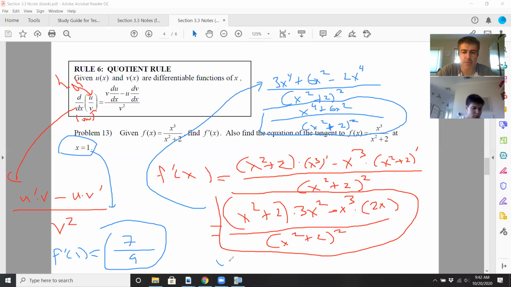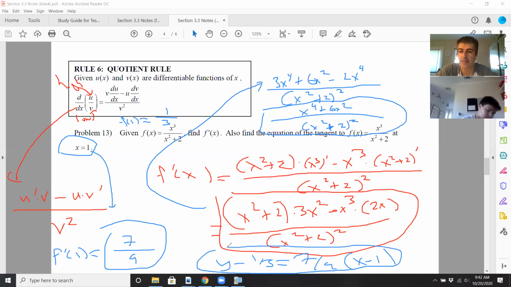So then your equation will be y, and then of course we do need f of 1, and I'll get to the question in the chat in just a sec. f of 1 is going to be 1/3. So it's y minus 1/3 equals 7/9 times (x minus 1). And please do not waste your time putting this in slope-intercept form. The College Board doesn't care. Leave it like that. Okay, question in the chat.